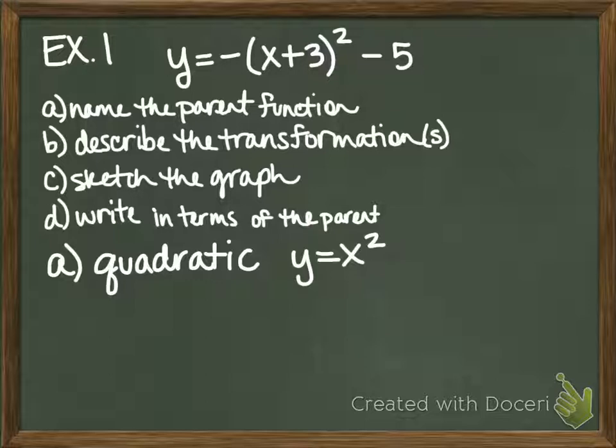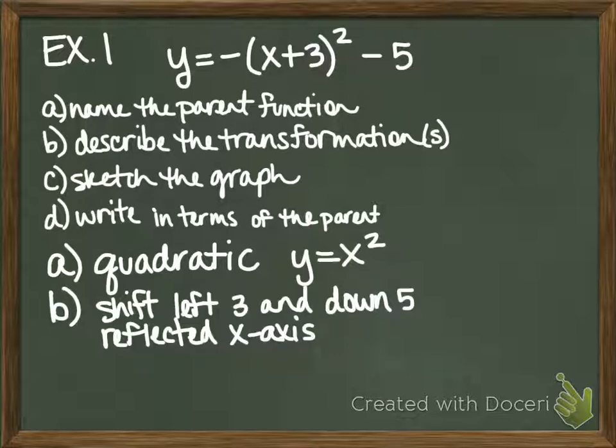So next, the transformations that were taking place. So first, I've got the plus 3 in parentheses. So that means it's going to go the opposite direction that I think, either left or right. Since it's a plus 3, I'm going to go to the left 3 spaces. Then I have the negative 5 on the outside of the parentheses that's not with the x. That's going to be a shift down 5 spaces. And then the negative out in front of the function is going to be a reflection across the x-axis. So I've got a shift left 3 spaces, down 5, and then a reflection across the x-axis.